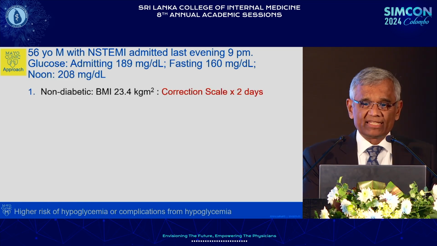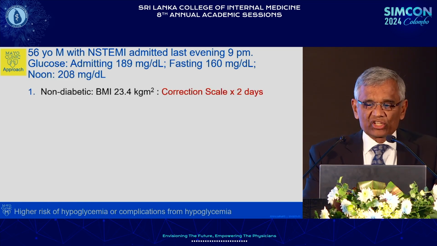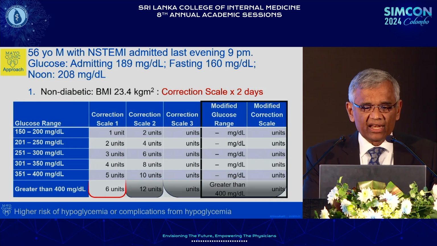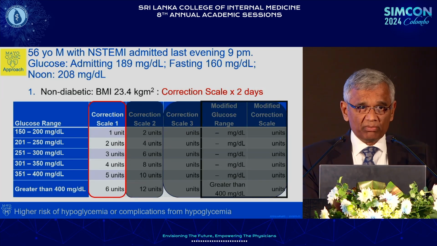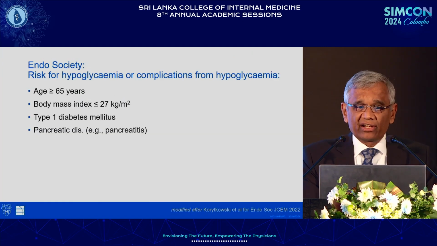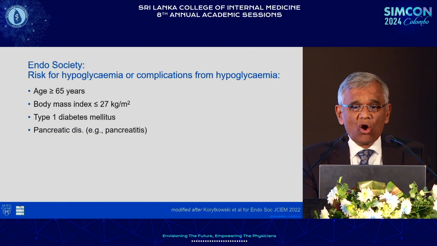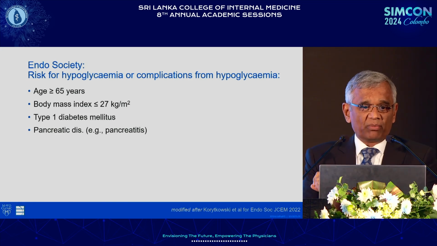Another example, a 56-year-old man, this time admitted with non-ST elevation MI, same glucose numbers, everything else non-diabetic, but BMI is less here. And we start correction scale insulin for a couple of days. And here we are using a lower scale, not a higher scale, because BMI is less and patient has an MI. Why? Because they are either at a higher risk of hypoglycemia or at higher risk of complications from hypoglycemia.